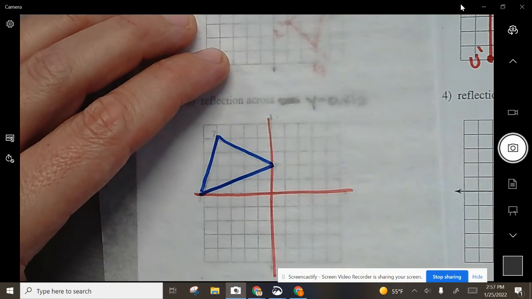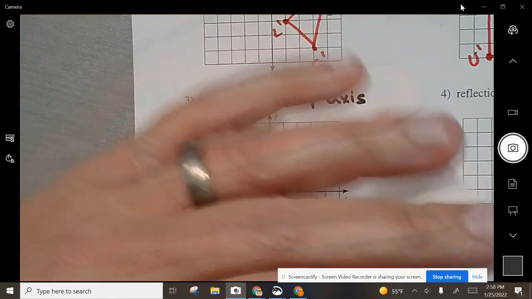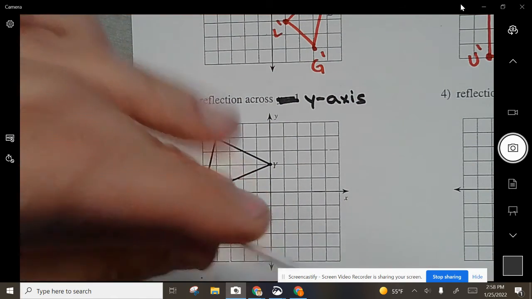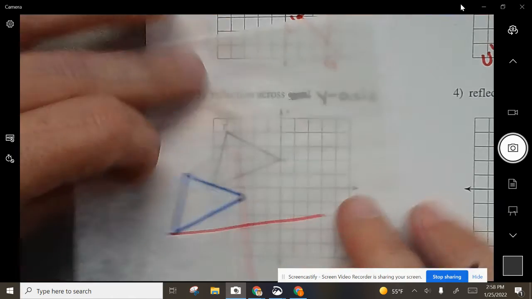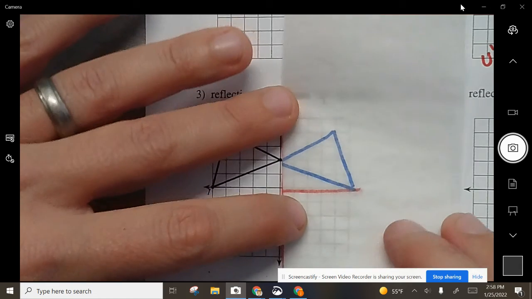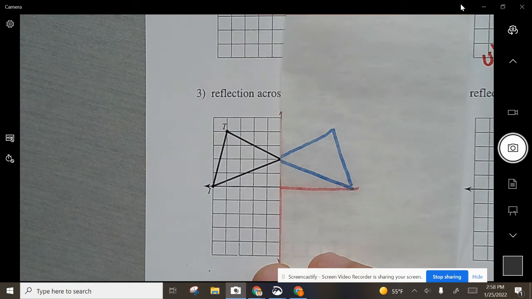All right, if I was to flip this over and fold it over on this line, sorry, we're going to flip it. It's a flip, remember? We talked about that. If I flip this over, it looks like it's touching almost, right? So it's flipping over that y-axis. So here's what it's going to look like.